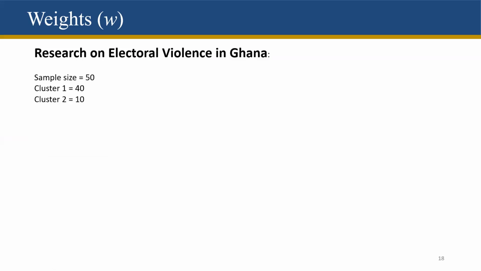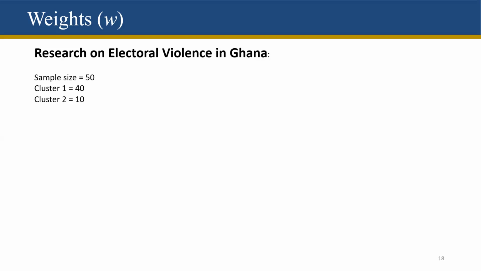Now, let's look at the weights. And in order to understand these weights, I discovered something very interesting when I was doing some research. So now, this is what I have. Let's assume we are doing research on electoral violence in Ghana. And I picked this controversial topic because, of course, we are in an election season and we are not hoping to see any violence, though this is what probably will resonate with a lot of people.